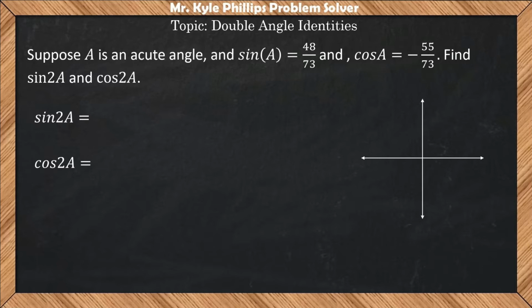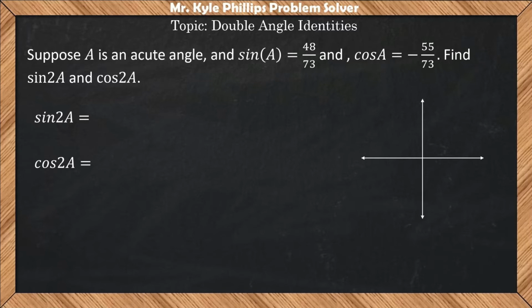Now, one thing, believe it or not, by giving you sine of a and cosine of a, they're telling you what quadrant you're in. So you need to think this ratio is positive, so that means sine is positive, and this ratio is negative, so cosine is negative. So I need to think which quadrant do I have a y value, sine, that is positive and an x value, cosine, that is negative. And that's going to be quadrant 2.